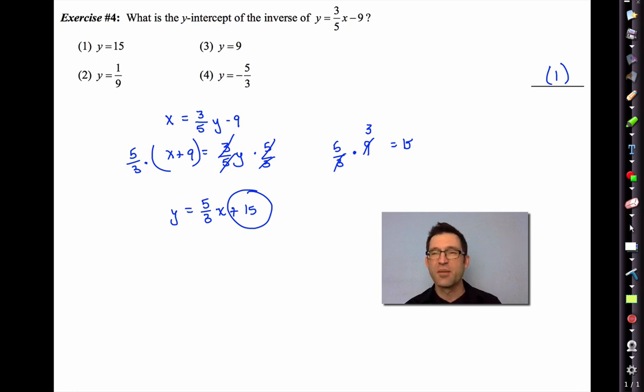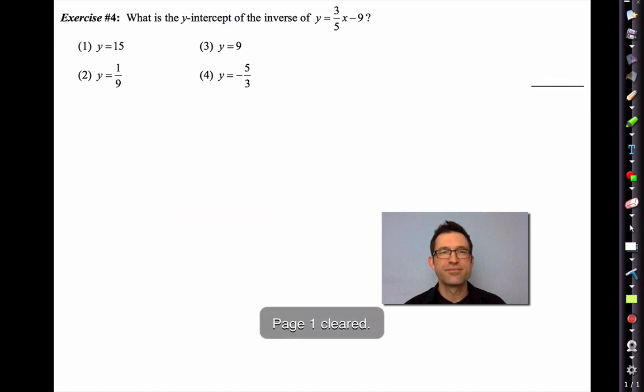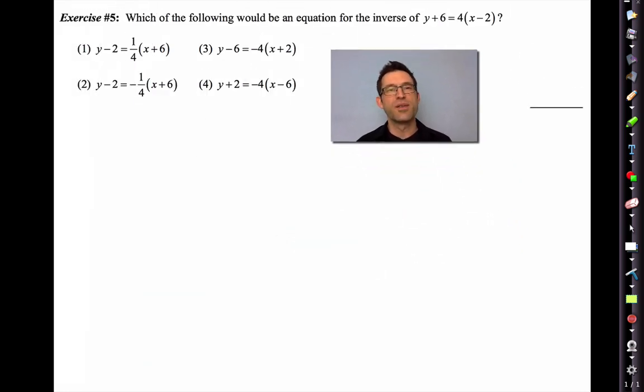Okay, I'm going to clear this out, so pause the video if you need to. Okay, here we go. Lots of multiple choice questions in this lesson, but they're good. They're good to play around with. Number 5, which of the following would be an equation for the inverse of this line?